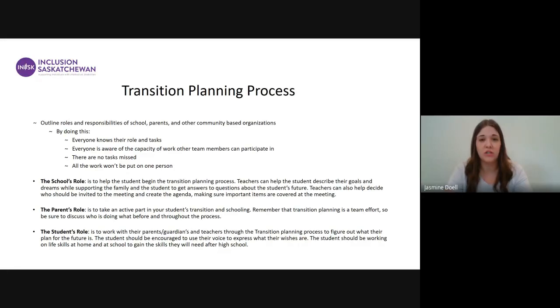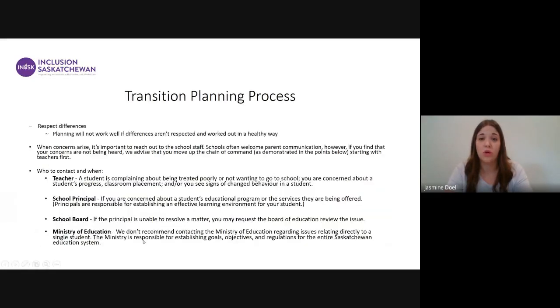So starting with the teachers. So who you should contact and when you should contact them. So you should contact a teacher when a student is complaining about being treated poorly or not wanting to go to school. You are concerned about the student's progress, classroom placement, and you see signs of changed behavior in a student. And then you should contact the school principal if you are concerned about a student's educational program or the services they are being offered.